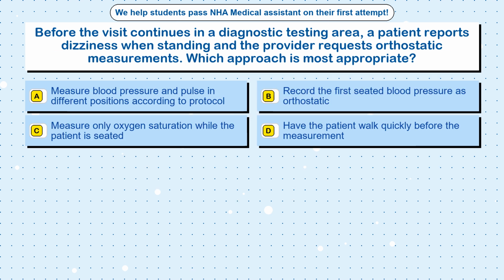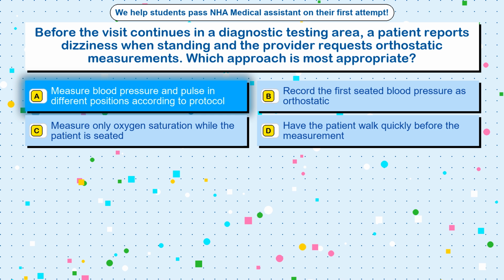Question 19. Before the visit continues in a diagnostic testing area, a patient reports dizziness when standing and the provider requests orthostatic measurements. Which approach is most appropriate? Option A, measure blood pressure and pulse in different positions according to protocol. Option B, record the first seated blood pressure as orthostatic. Option C, measure only oxygen saturation while the patient is seated. Option D, have the patient walk quickly before the measurement. The correct answer is option A, measure blood pressure and pulse in different positions according to protocol.